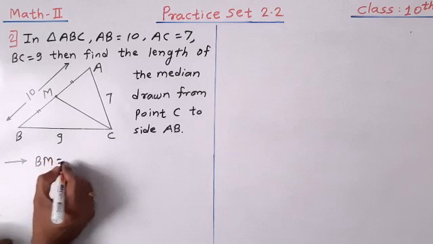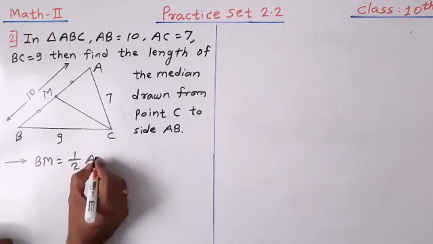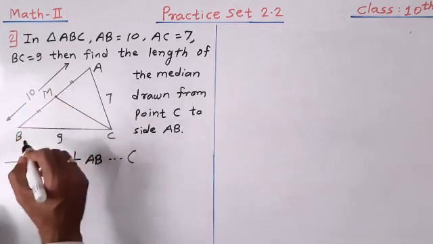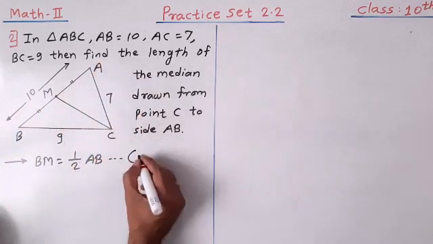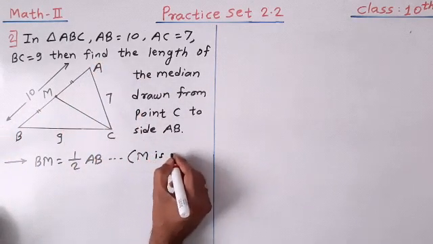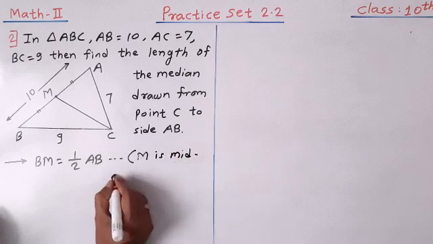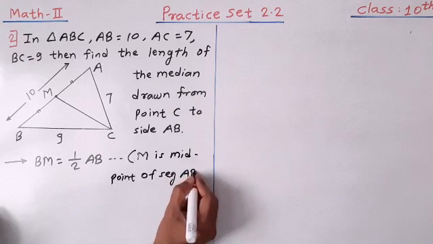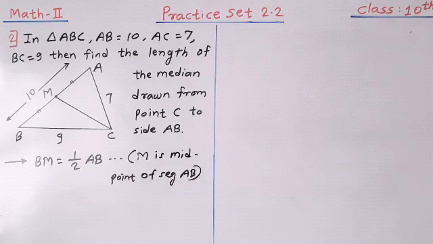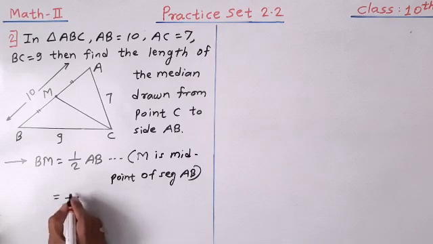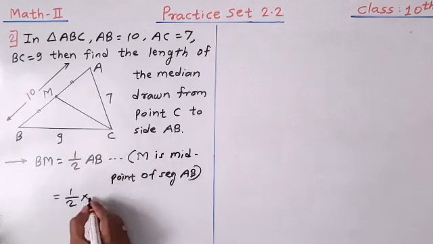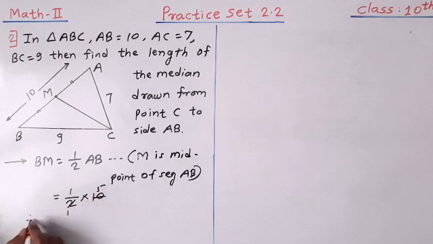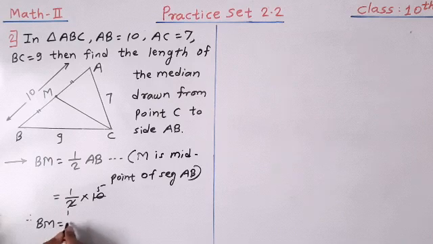BM is equal to half of AB. And the reason for this is CM is median, means M is the midpoint of seg AB. This is the reason. Now let us put the value of AB: BM is equal to half into 10. 2 1s are 2, 2 5s are 10. So we get the length of BM is equal to 5.